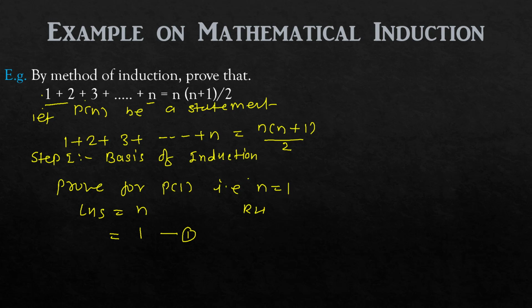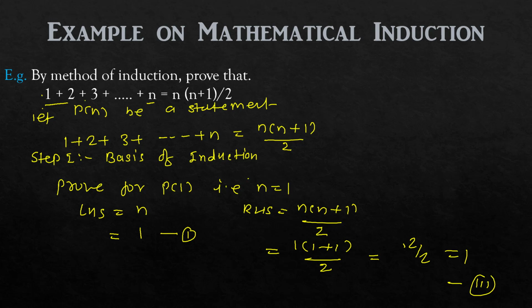Now RHS. What is RHS? RHS is equal to (n plus 1) upon 2. Now put the value, n is equal to 1, (1 plus 1) upon 2. So we get here 2 upon 2 is equal to 1. Now from equation 1 and equation 2, right? From 1 and 2, we said that LHS is equal to what? RHS. Therefore, P of 1 is true for n is equal to 1. So this is step number 1, that is basis of induction.